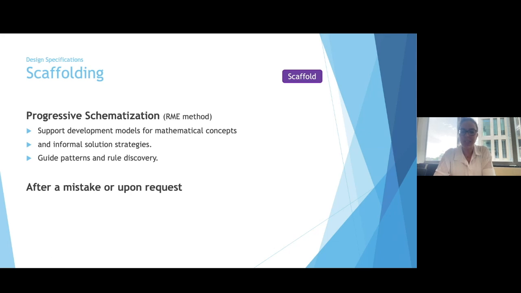This is the final module, and that one adds scaffolding to the interaction. The scaffolding of the interaction with the child is related to how, using the realistic math model, the guidance is offered by the robot, so that it will support the development. It can be used for informal solution strategies, and also to guide the parents on how the child could actually solve this math problem. The guidance is offered after a mistake or if the child asks for it.